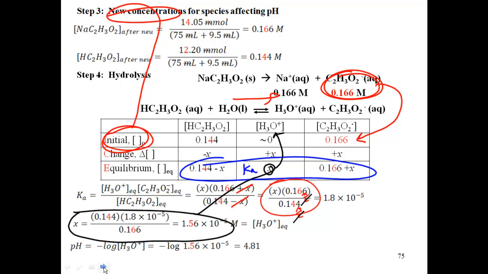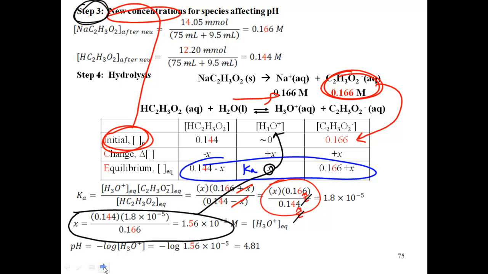That only works when you're talking about a buffer. If it's a buffer calculation, that works. I strongly suggest you don't do that. Go ahead and calculate your new concentration. Do step 3 and do a new concentration every time. That 10 seconds is going to save you some careless errors later.